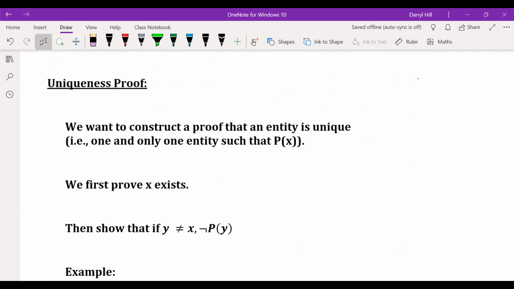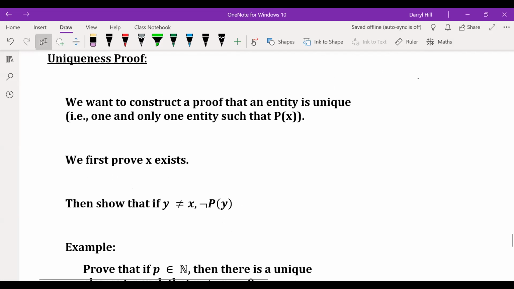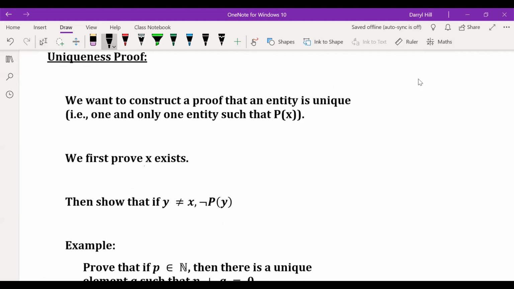So a uniqueness proof. We want to construct a proof that an entity is unique. So first we prove that the entity exists, and then we show that if we choose another entity that's not equal to the one that we've shown exists, then whatever we want to prove is not true.